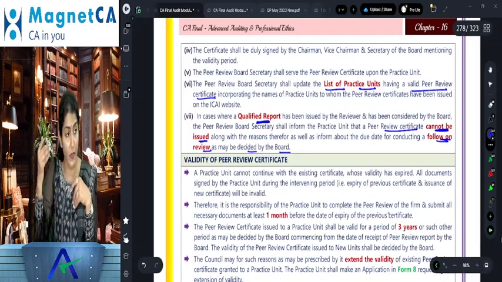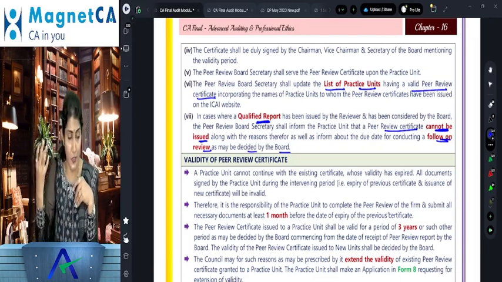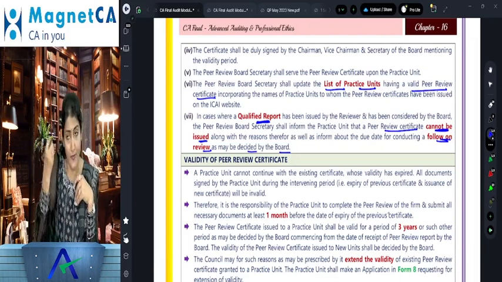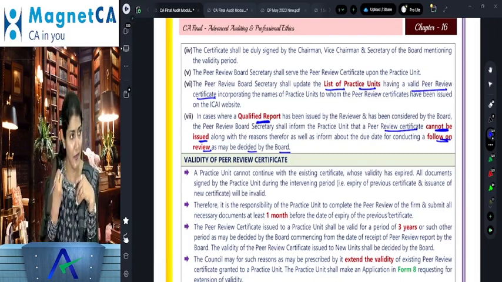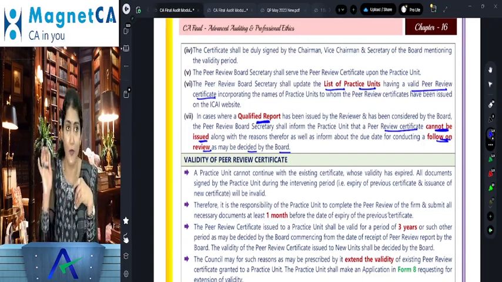The follow-on review is to be conducted. Do you understand that, everyone? Yes, if it is an unqualified report, they will issue the peer review certificate. But if it is a qualified report, then what they may order is a follow-on review and they will not issue the peer review certificate.